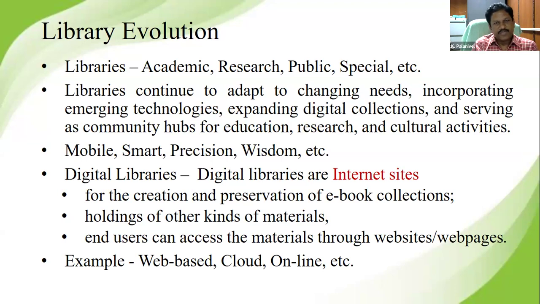Nowadays, a lot of researchers are moving from the smart library to the precision library and the wisdom library. Precision means you have to provide more accurate data and more accurate results, everything in time. In a wisdom library, a lot of knowledge resources should be incorporated. In general, we can say all are coming under digital libraries.